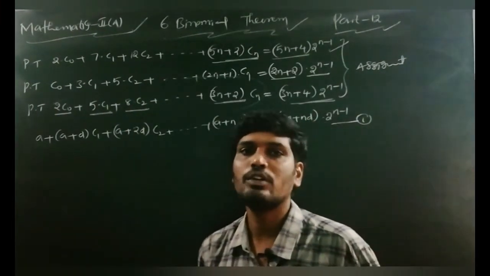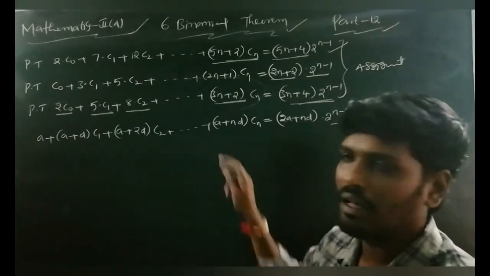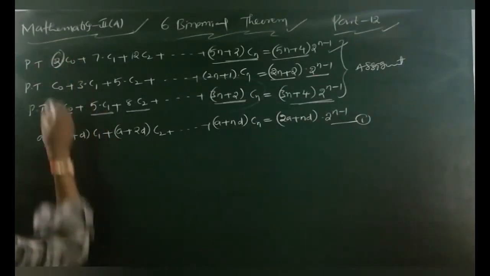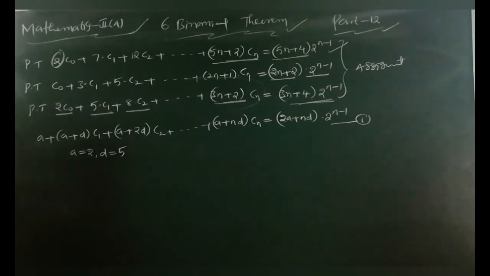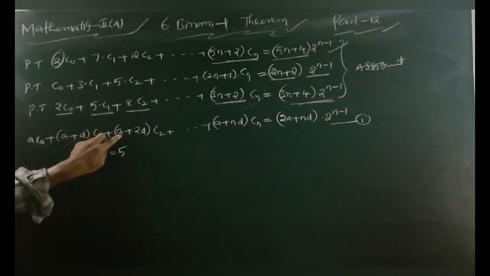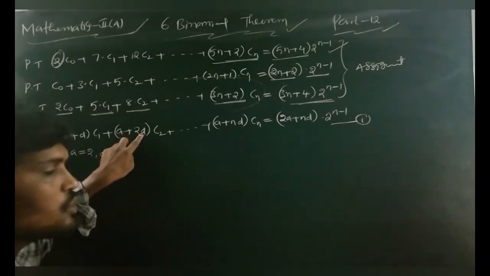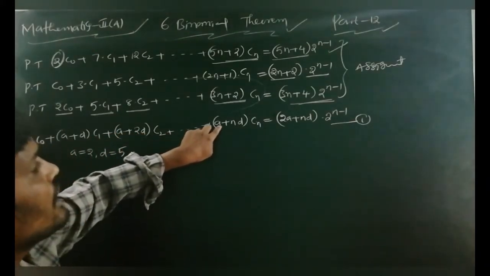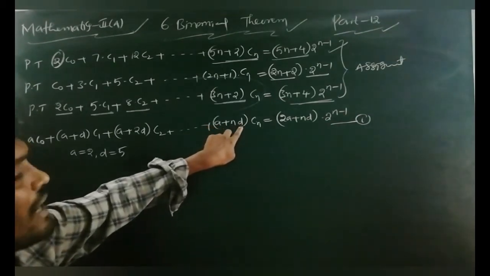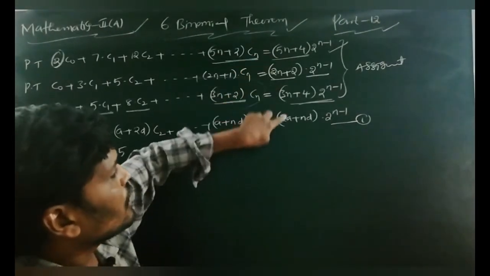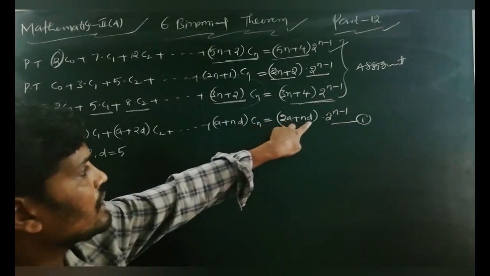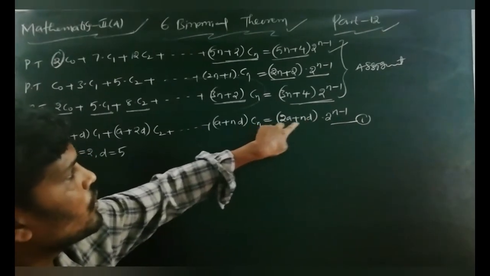Suppose this problem comes for 2 marks, you can use this formula. In this formula, for the first problem, substitute the a value 2 and the d value 5. 2 C0 plus (2 plus 5) 7 C1 plus (2 plus 2 into 5) 12 C2 plus and so on. With a value 2, a plus nd is 2 plus 5n, nothing but (5n plus 2) Cn is equal to (2 into 2 is 4, plus 5n) that is (5n plus 4) into 2 power n minus 1.